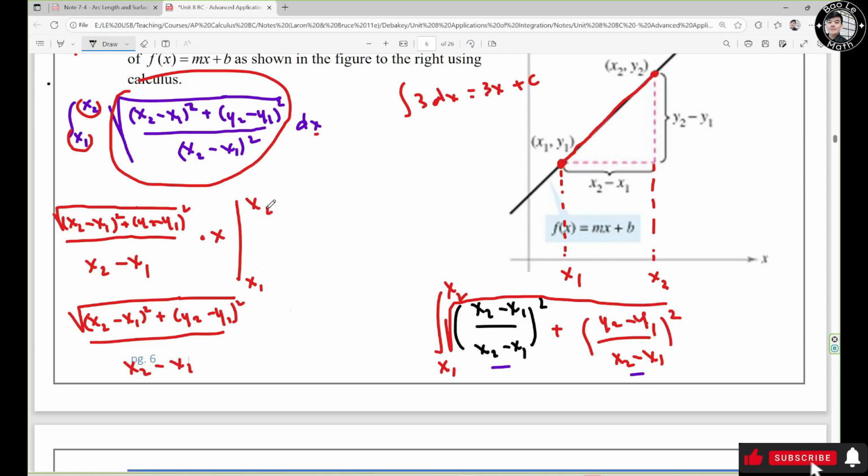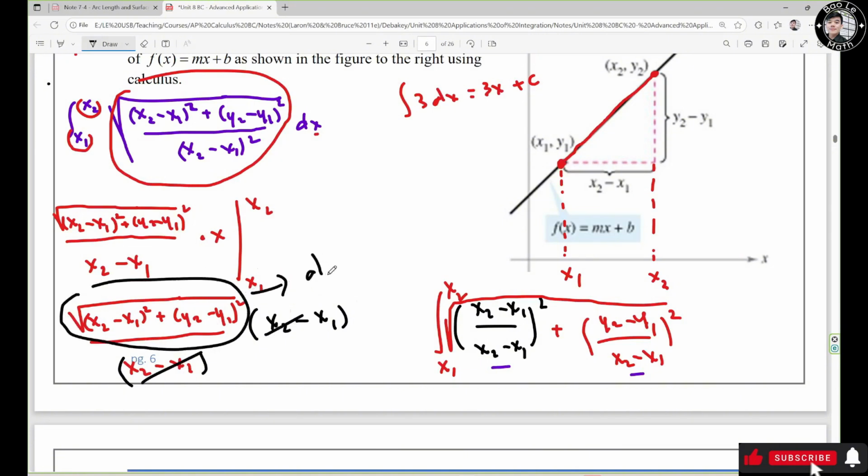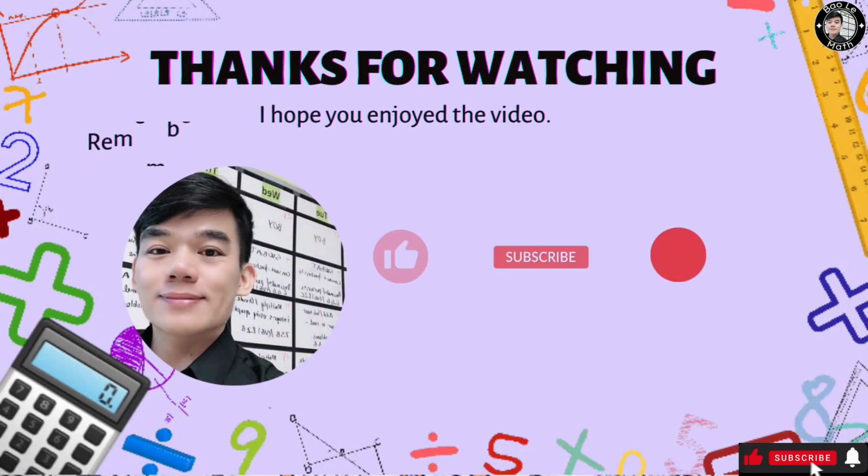Now you substitute x2 for x, it will be x2, and for the bottom one, subtract x1, substituting x1 for x. Now this and this cancel out. That's why you only have this one left, and this is actually the distance formula. We're done, right?